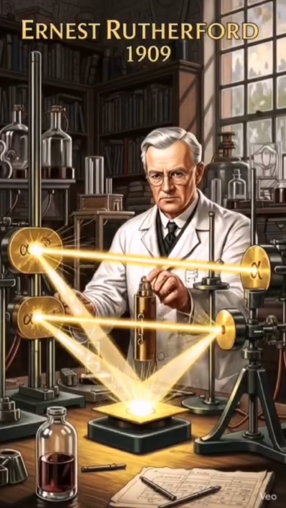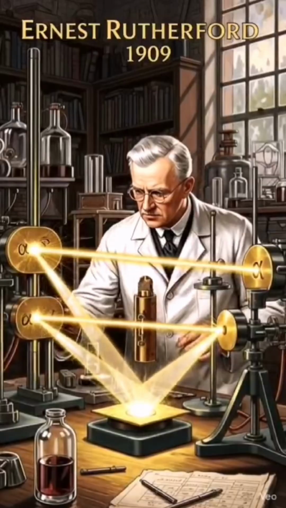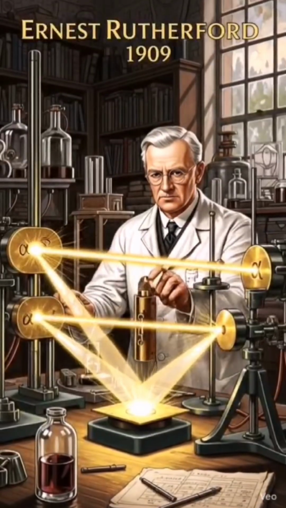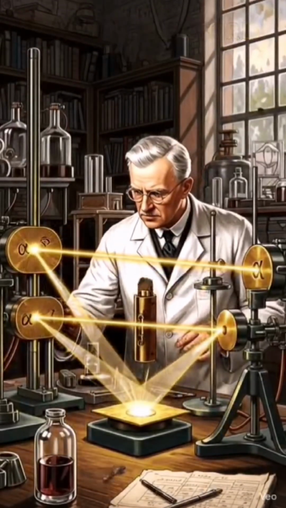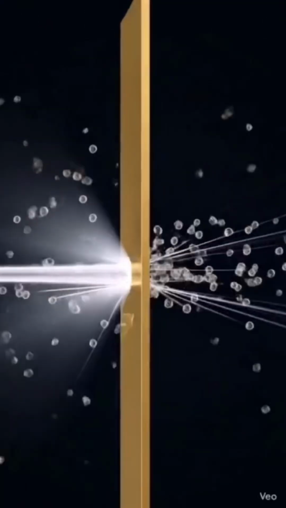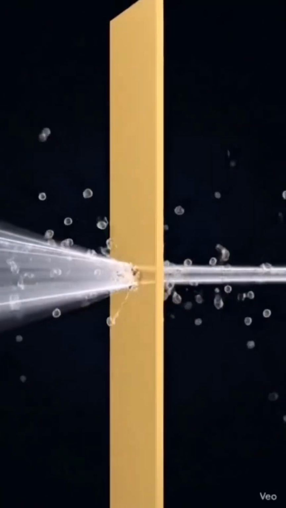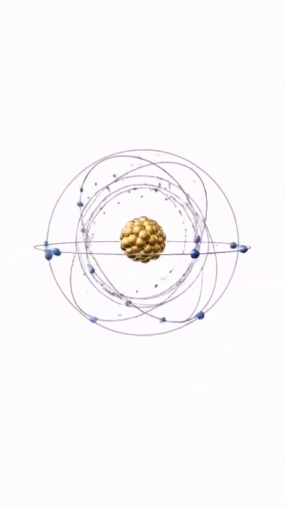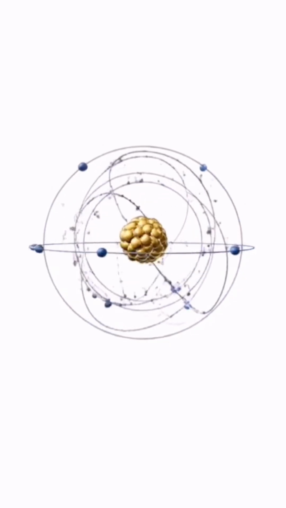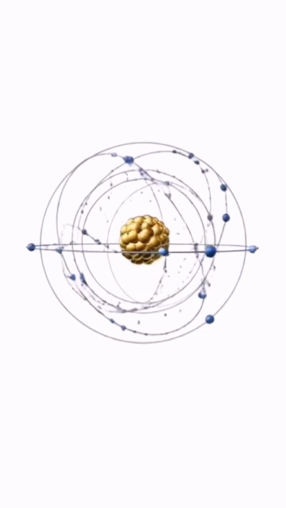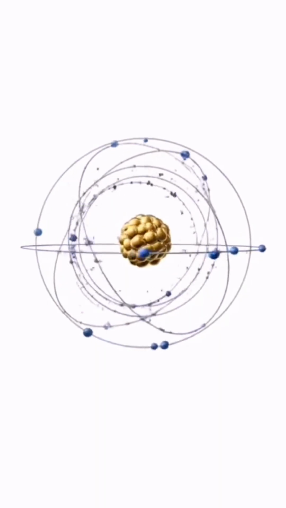In 1909, Ernest Rutherford tested this model using alpha particles and a thin sheet of gold foil. Most particles passed straight through, but some were deflected. This showed that atoms are mostly empty space, with a small, dense, positively charged nucleus at the center.